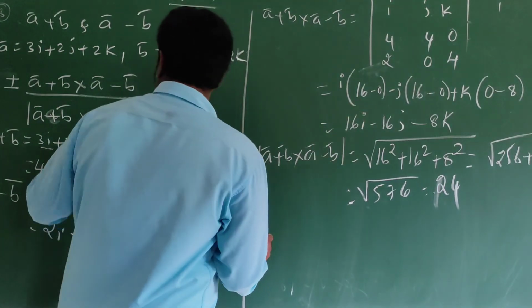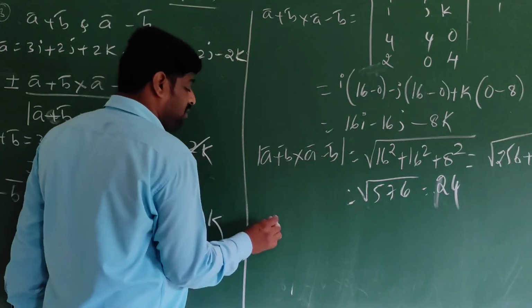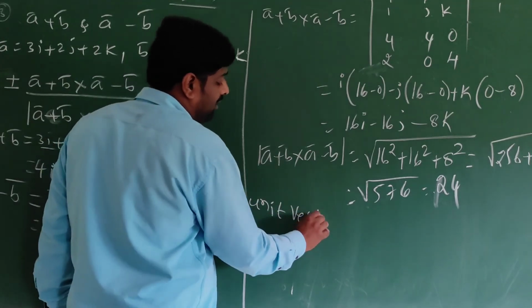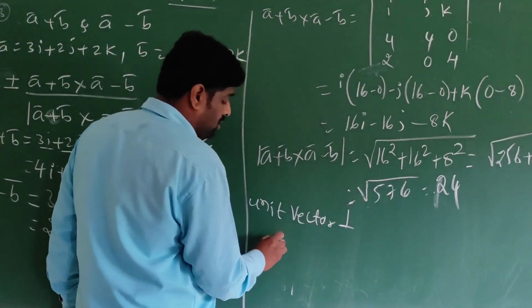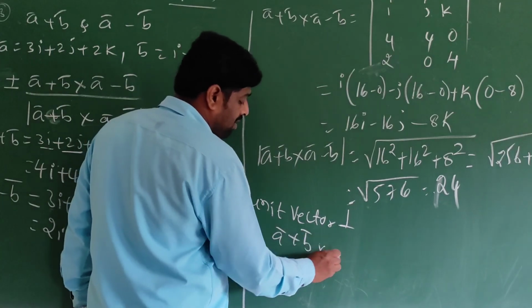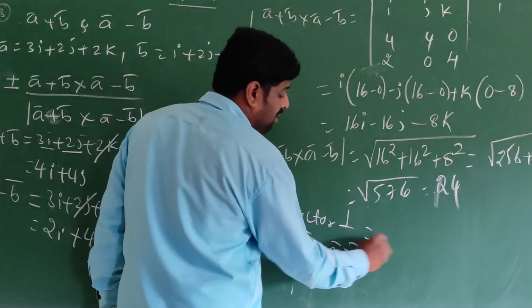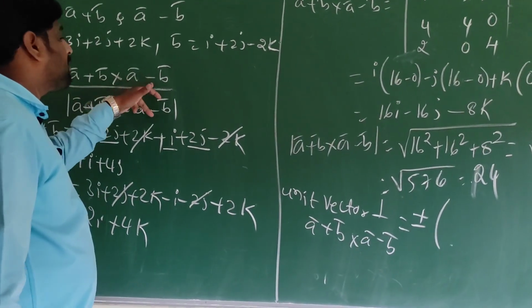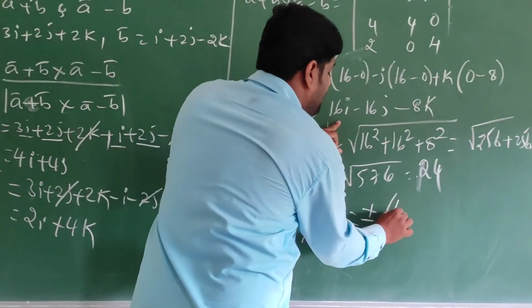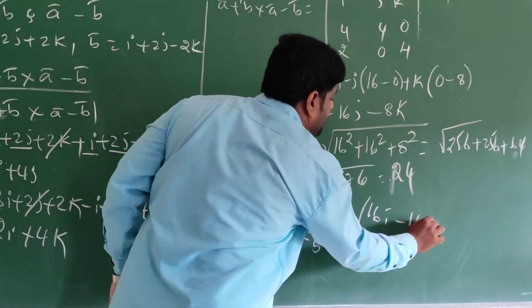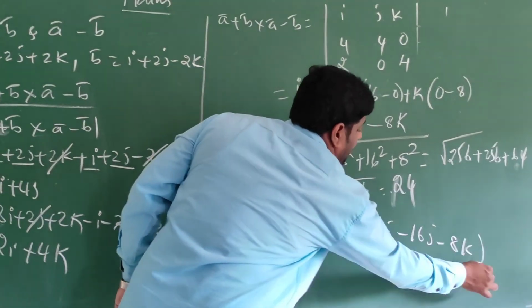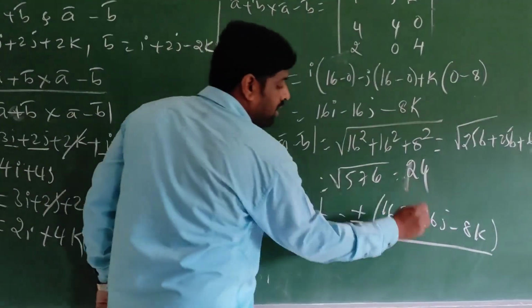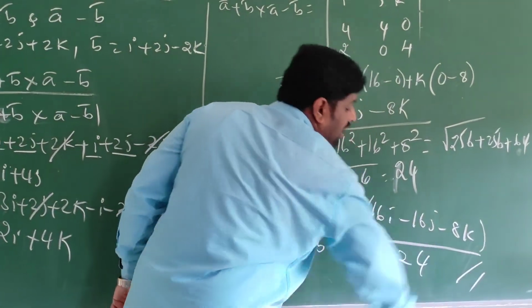Now I have to take the formula. The unit vector perpendicular to a bar plus b bar and a bar minus b bar is equal to plus or minus (a bar plus b bar cross a bar minus b bar), which is 16i minus 16j minus 8k, divided by its magnitude, 24. This is your answer.